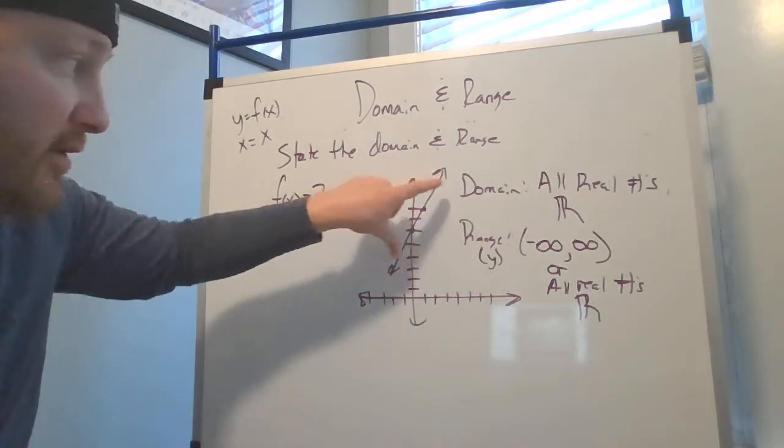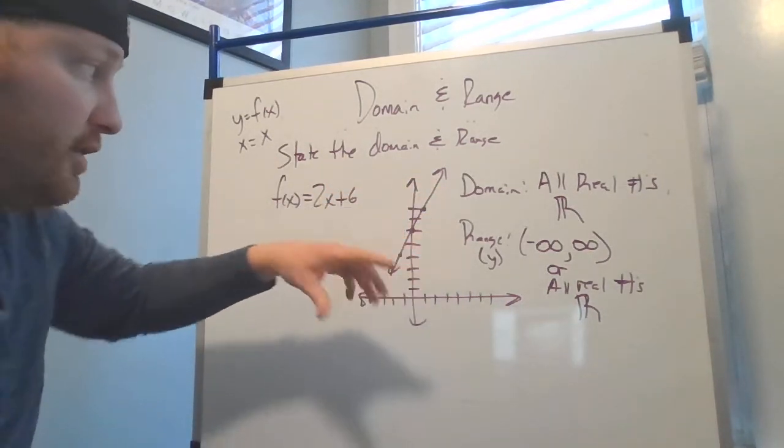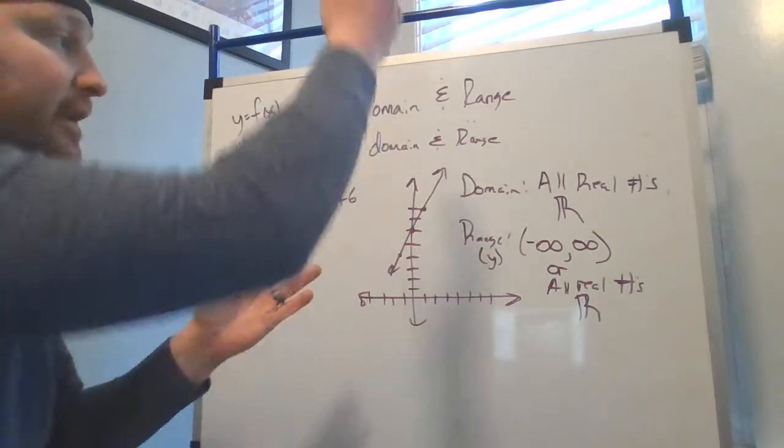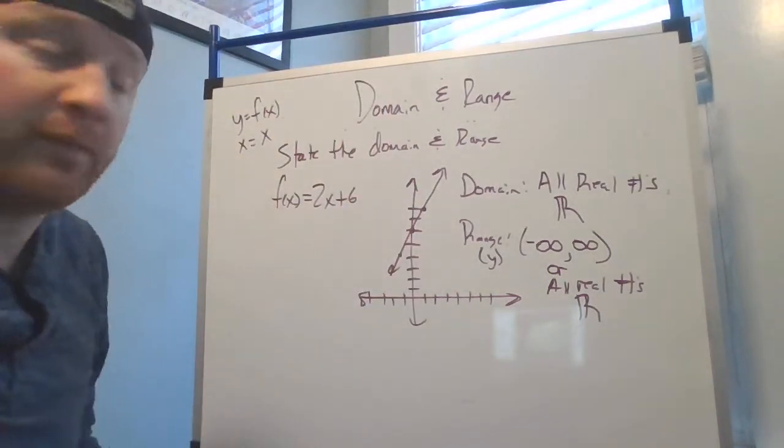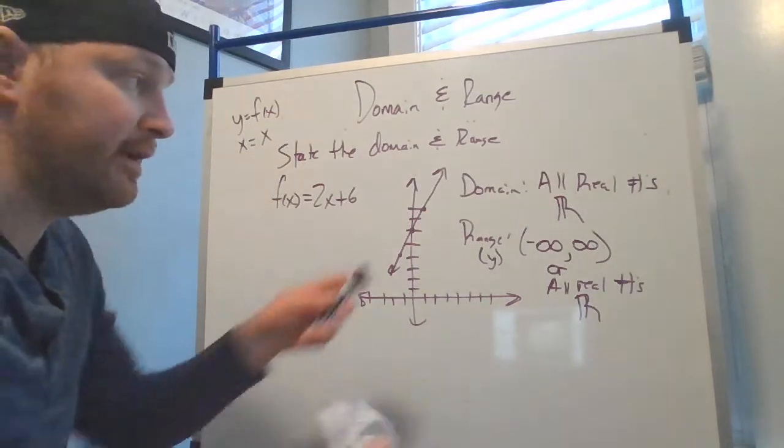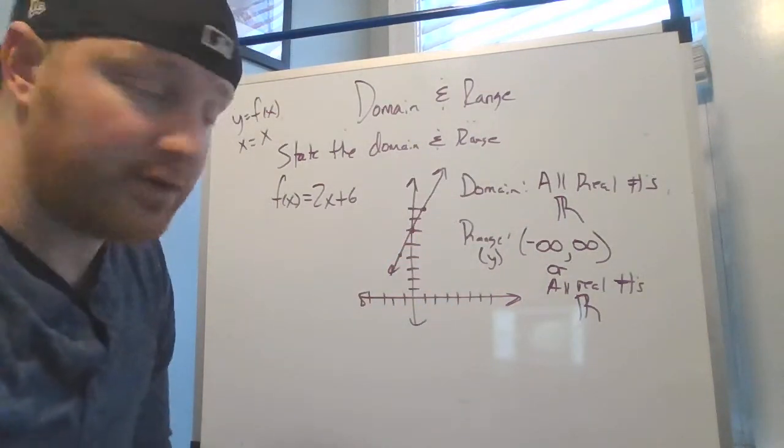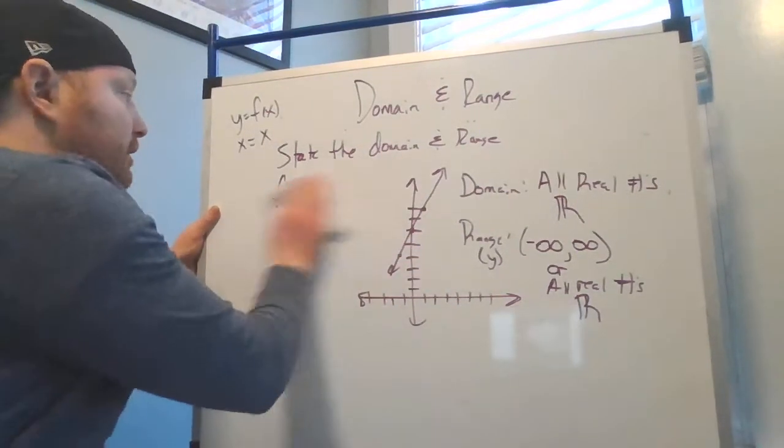Remember, X values for domain, Y values for range. Just look at your graph, see is it going up for infinity, down for infinity? Then it's all real numbers, or negative infinity to positive infinity. Again, you can write it any way you want because I'm going to understand that you get it.